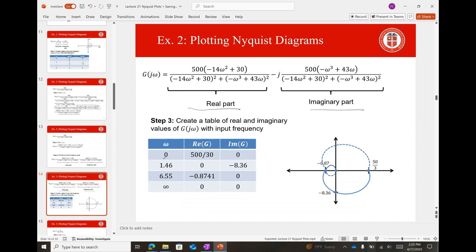All right, so we start with 0 and we end with infinity, and then you can always pick a few test points in between. We can actually pick these test points to be kind of strategic, and I'll talk about that in a second, but always start with 0 and always end with infinity. So if we start with 0, we plug that in. Our real part happens to be this 500 over 30, which is the same as 50 divided by 3. So this is our starting point.